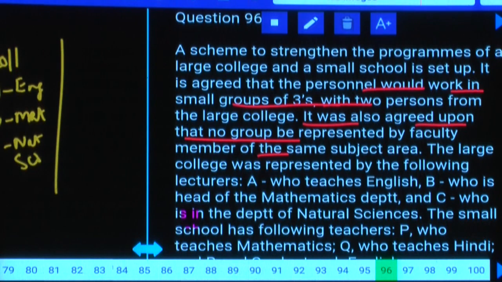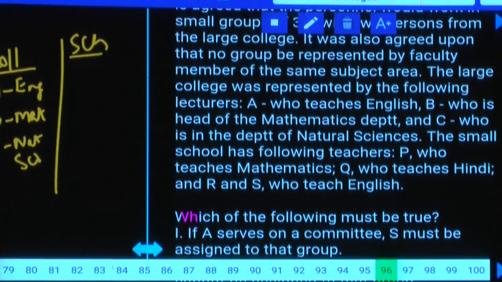And coming to the school, tell me how many persons are there representing the school? The small school has the following teachers. P teaches mathematics, Q teaches Hindi, and R and S teach English.